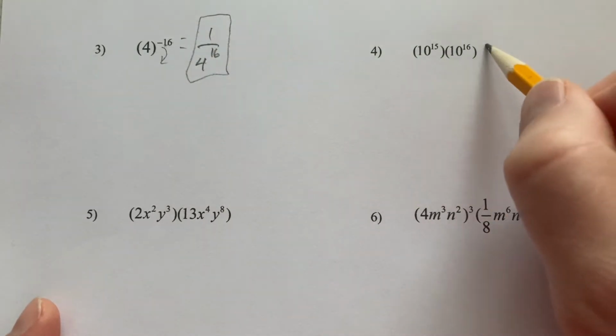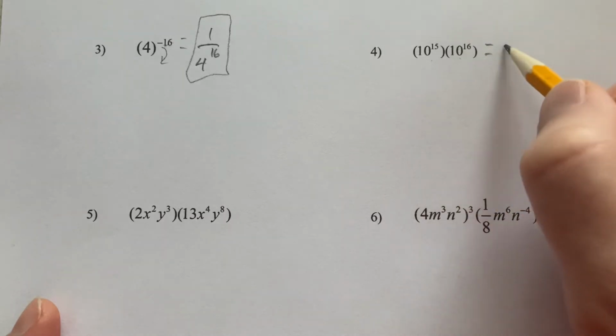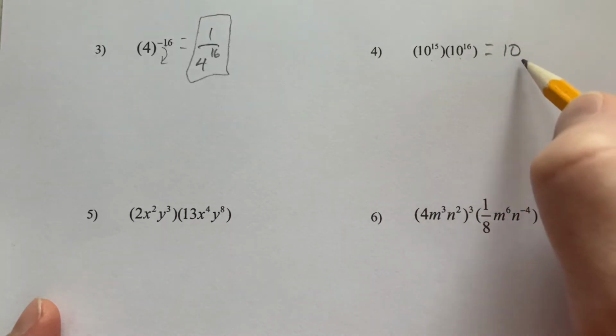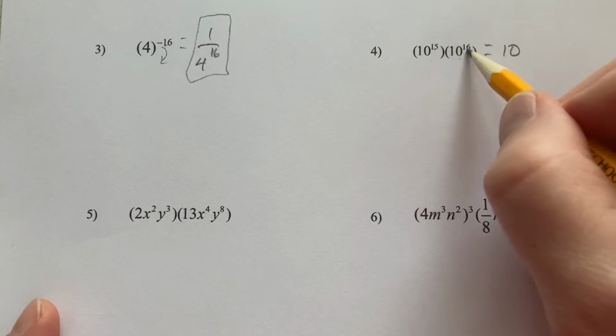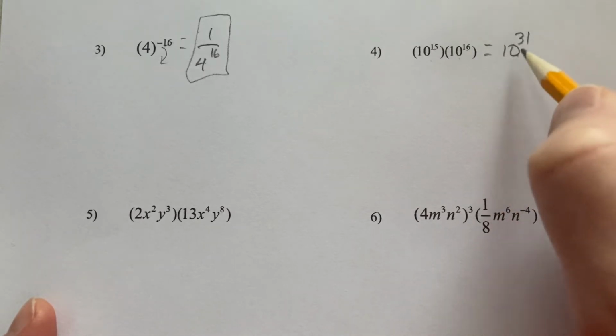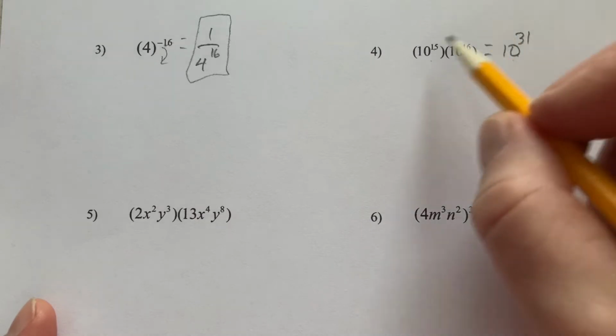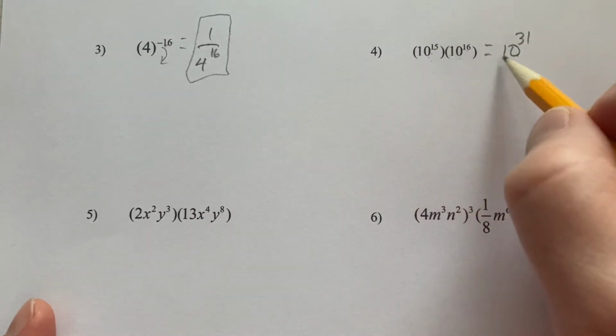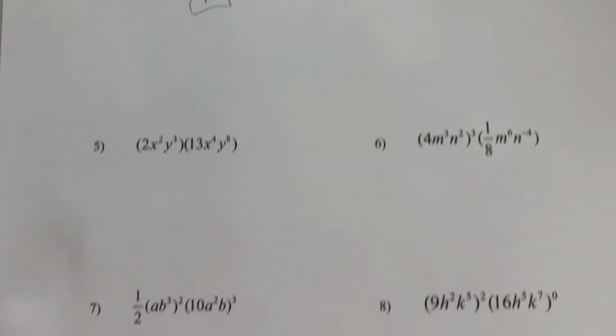Same thing here. We just understand that the 10 and the 10 stays 10. We're not changing that base. There's 15 of them times 16 of them, give us 31 of those. We wouldn't make that 100. We don't have 31 hundreds multiplying together. We have 31 tens multiplying together. So I'm going to keep that separate.